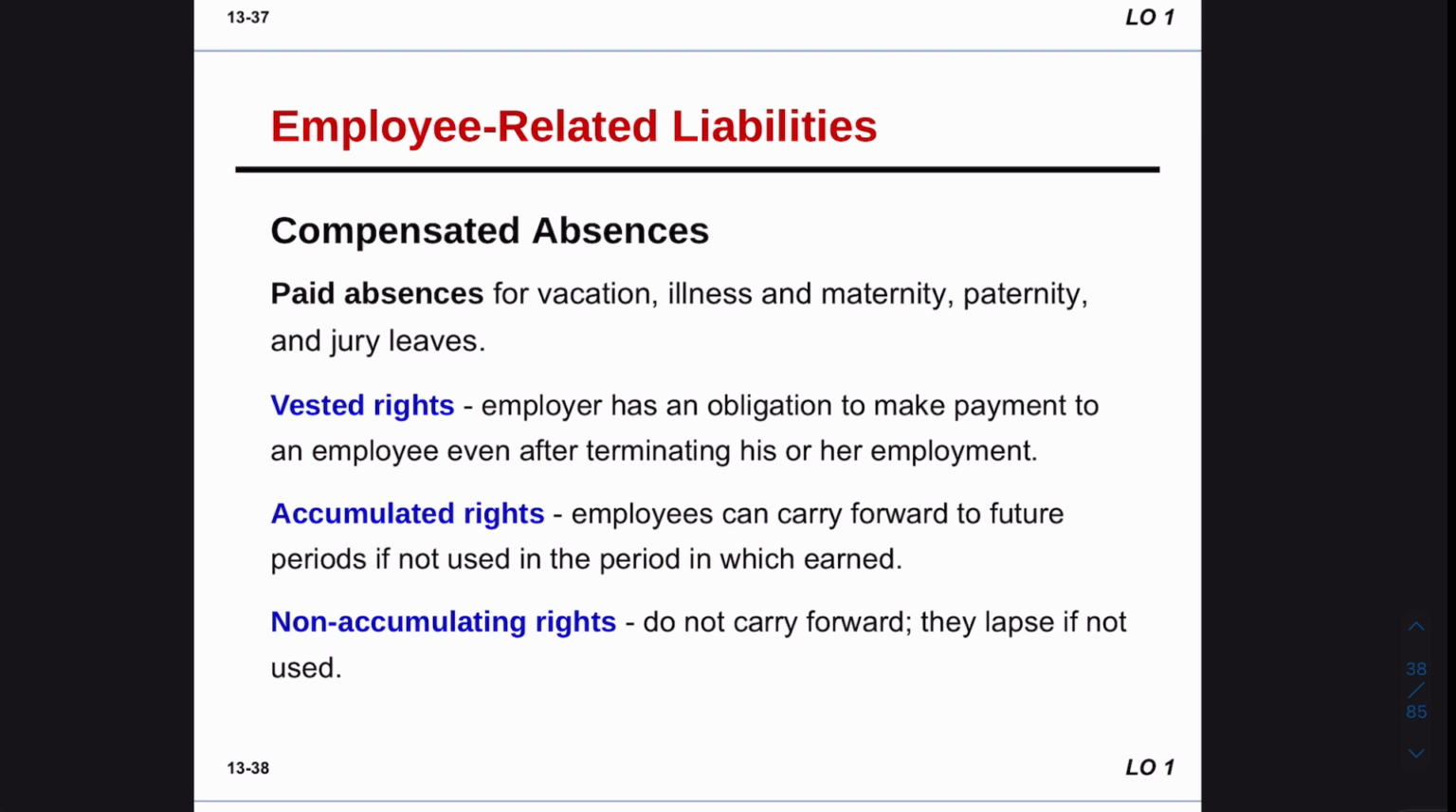Also, we have an accumulated right, which an employee can carry forward to a future period if not used in the period in which it was earned. So for example, if we have a vacation payment and you did not take it this year, you can use it next year. It could be accumulated. Also, we have a non-accumulated right, which is the opposite. For example, some companies will say if you did not use your medical leave this year, you cannot carry it to the next year.